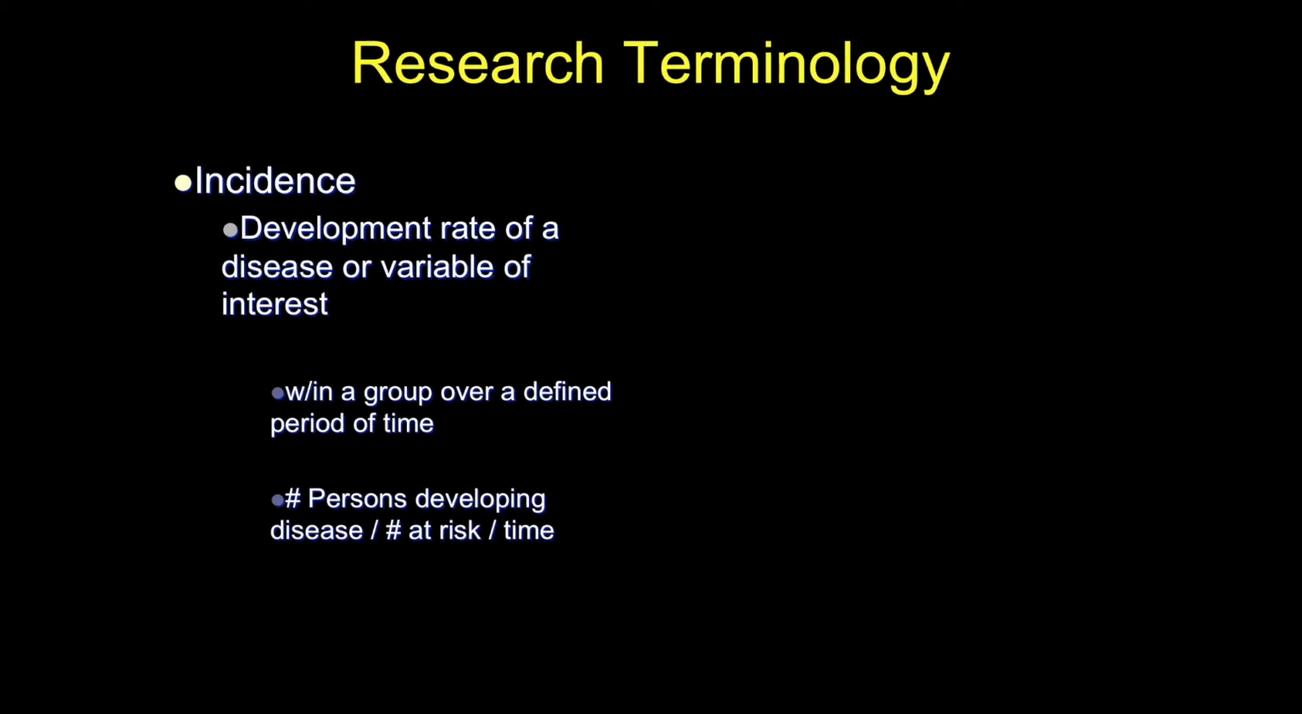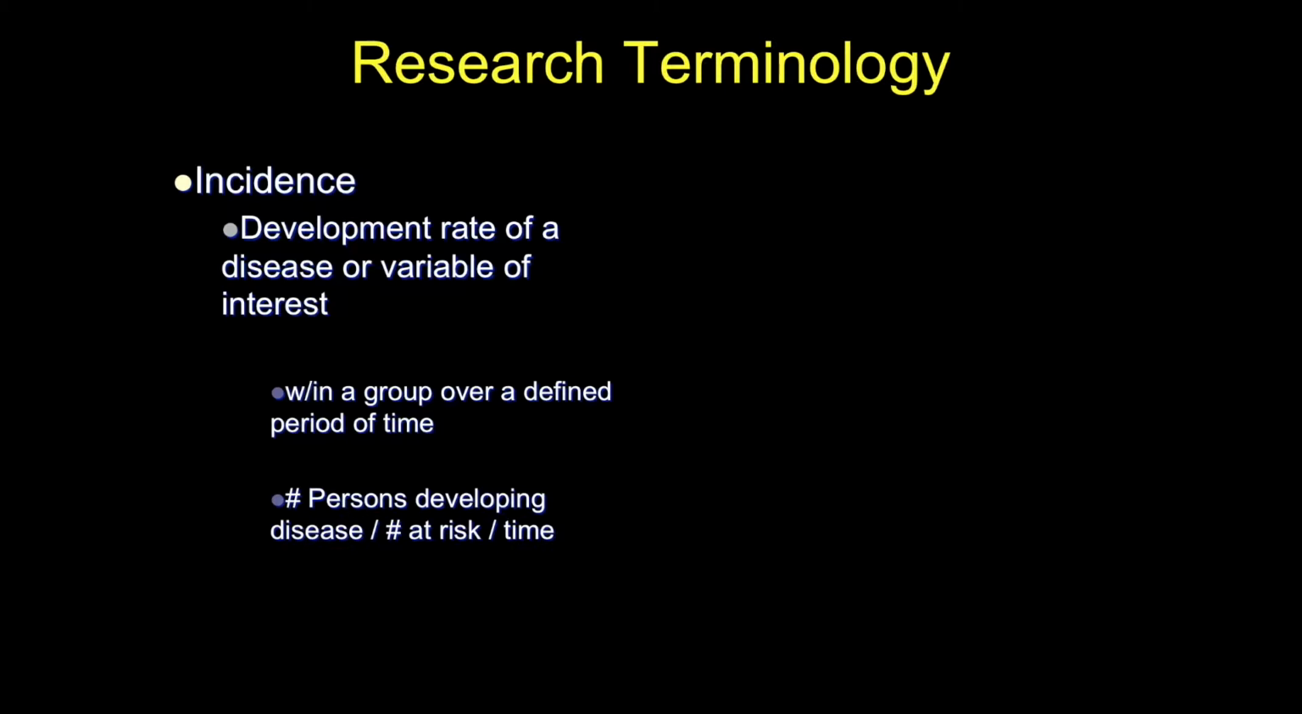The next term that's important that you'll see quite a bit, and I've used previously, is incidence. This is the development rate of a disease or variable of interest within a group over a defined period of time. So it's rate over time. It's the number of persons developing a disease per the number at risk per that given time period.